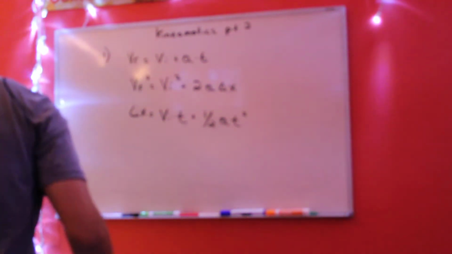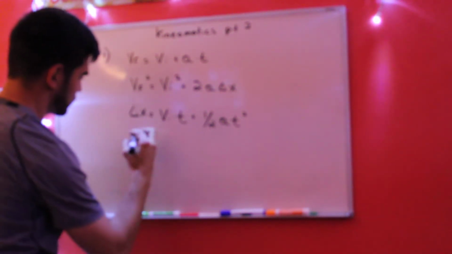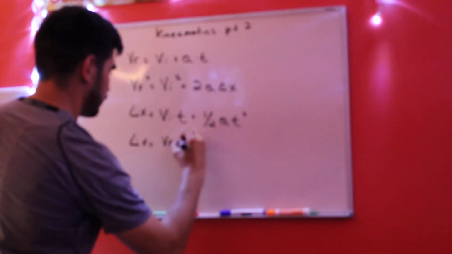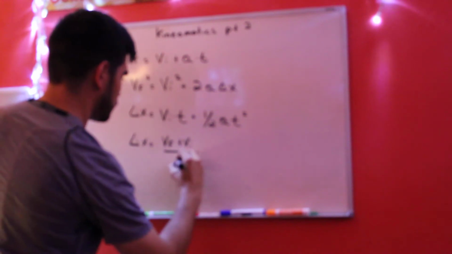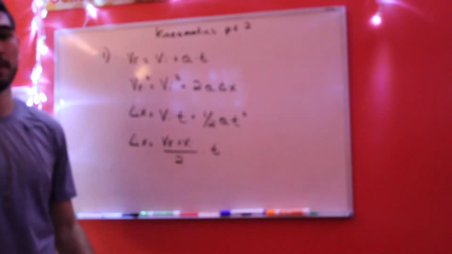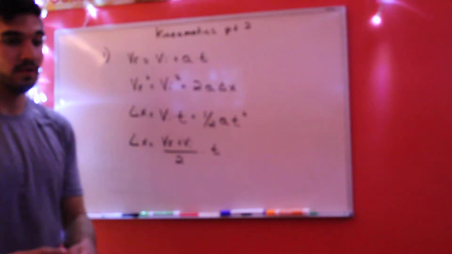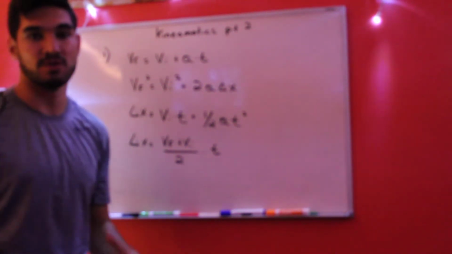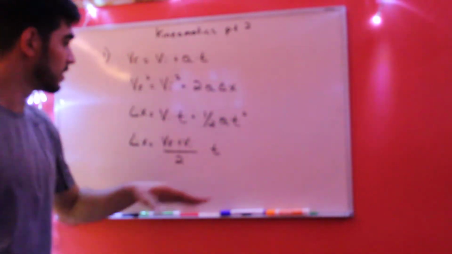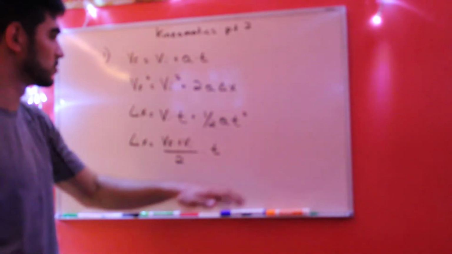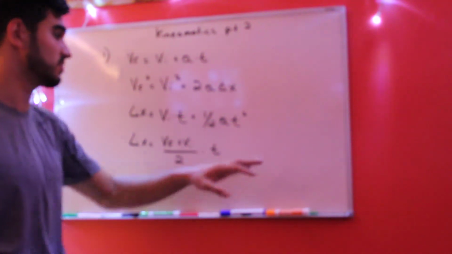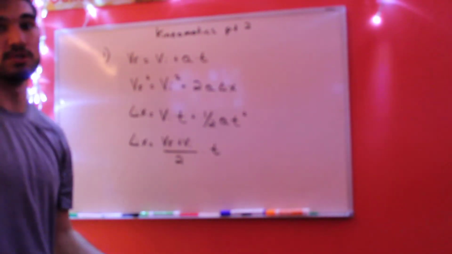And the last one we have is delta x equals Vf plus Vi all over 2 multiplied by time. These are your 4 kinematic equations. And as long as a problem is given to you in this class, unless I make a mistake, which does happen, I make mistakes, as long as you have these variables, you will have the variables necessary to solve for it. You just have to find the right equation.